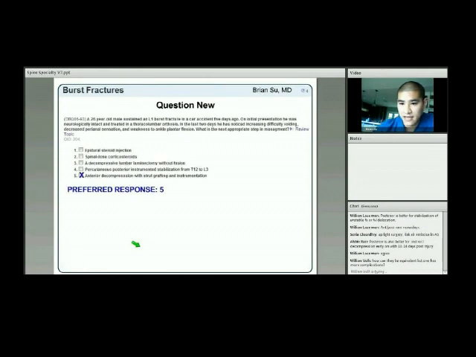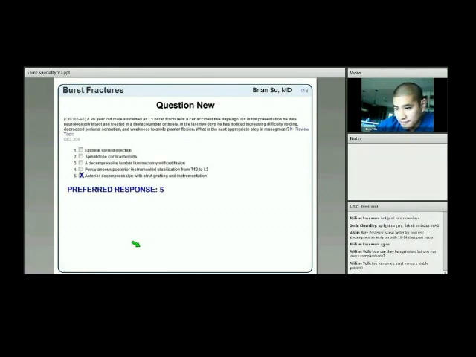So the correct answer is anterior decompression strut grafting instrumentation.